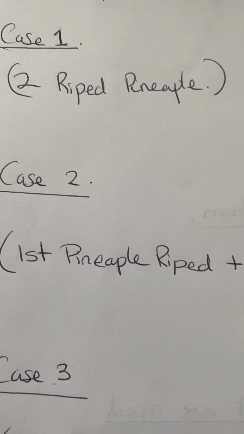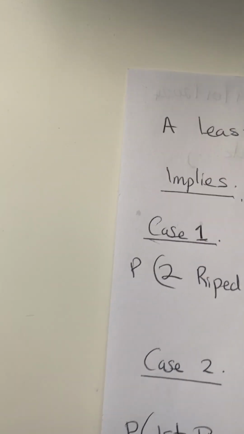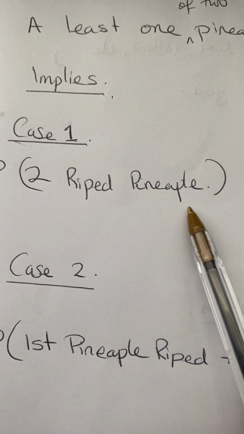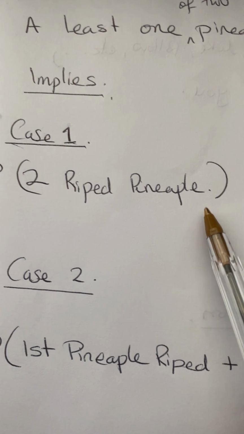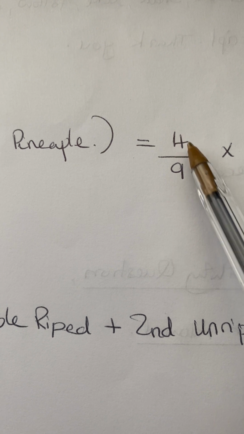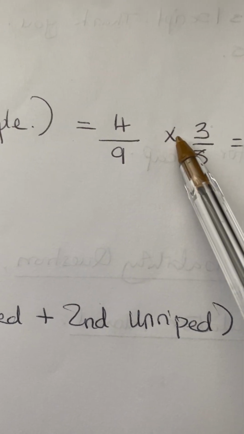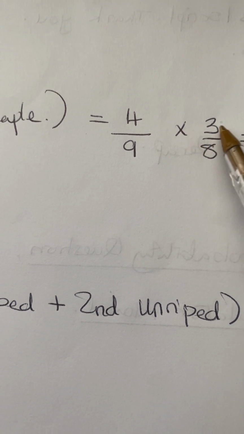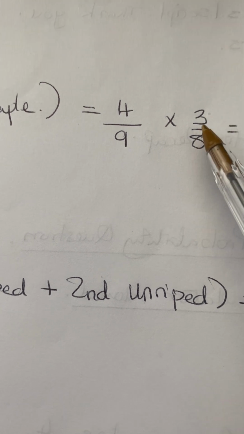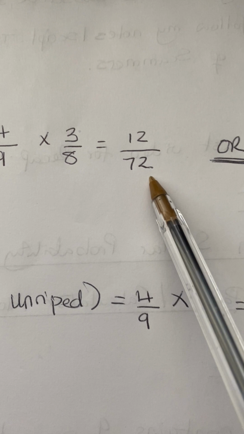It gets few marks difference. So let's look at the question. Case 1, you pick 2 ripe pineapples. First instance, 4 ripe out of 9 in total, so 4/9 times, now you have 3 ripe out of 8 in total, 3/8. So that gives you 12/72.